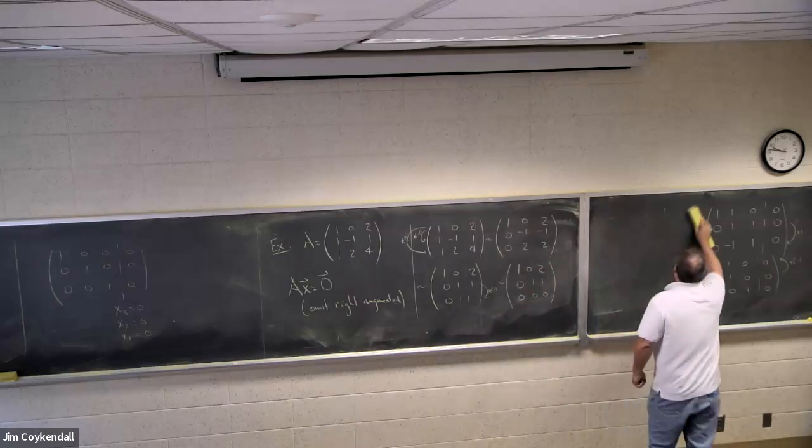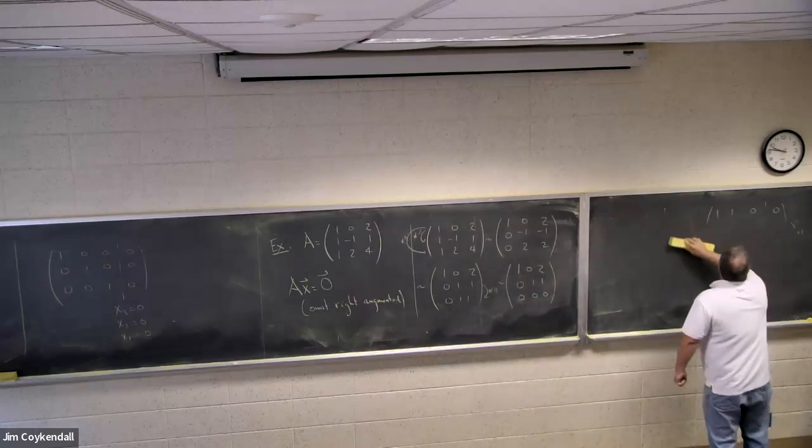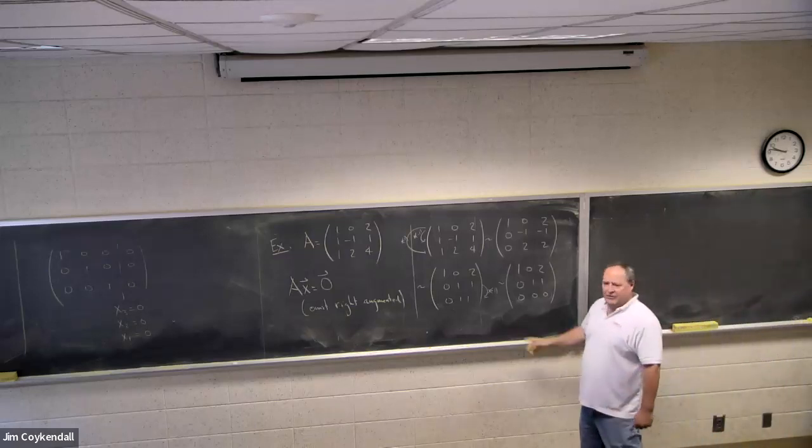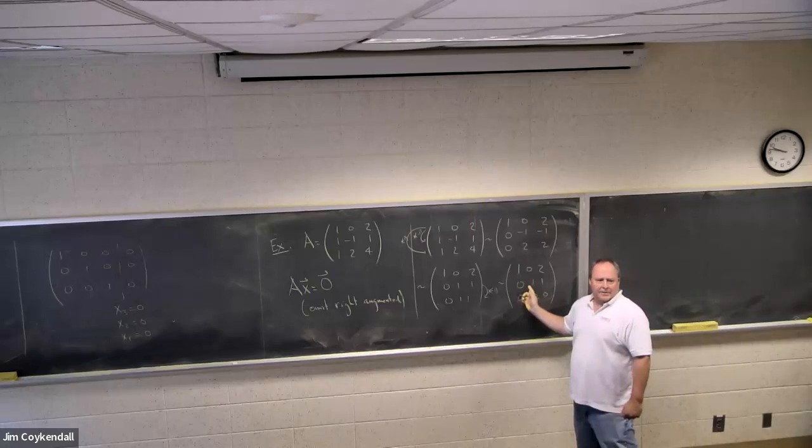Okay, a little different here. How many pivot columns do I have? 2. I've only got 2 in this case, right? And this is in reduced row echelon form, is it not? Right?